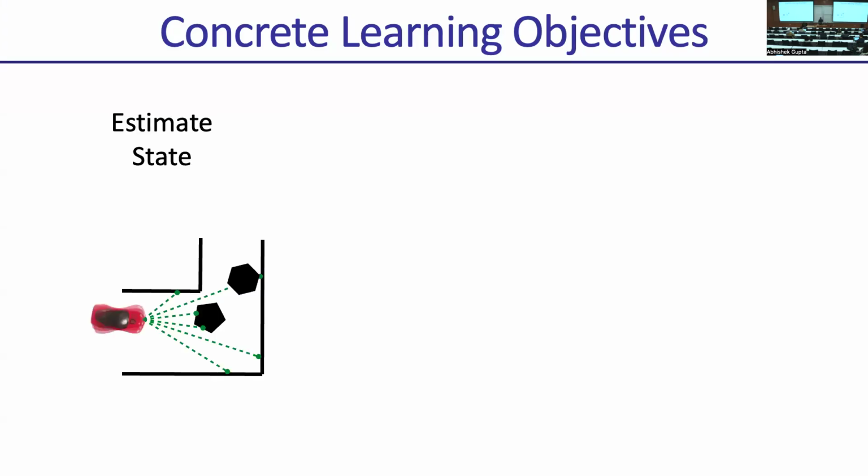Okay, so the concrete things that we are going to do: we have a couple of modules. The first is localization, estimating the state. Your car is navigating around an arena. You don't know where you are. You have sensors, but they're noisy. How do you integrate those sensor readings to tell you exactly where you are in the world?